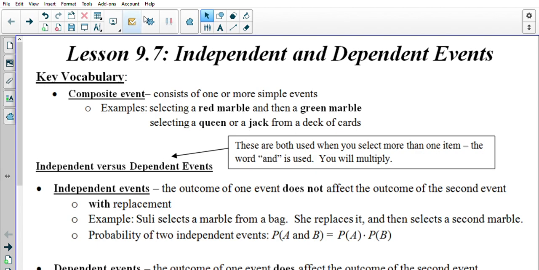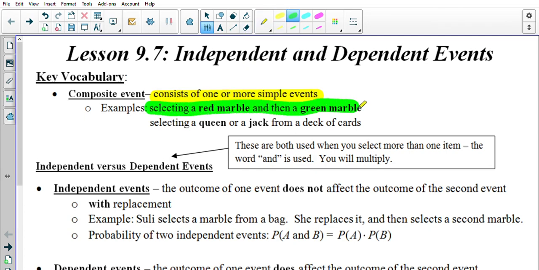In this lesson, we're going to be talking about composite events. These are events that consist of one or more simple events. So we are looking at several events occurring. Now, we're only working with independent and dependent events here. There are also mutually exclusive events, which we do not talk about in this lesson. That could be something like selecting a queen or a jack from a deck of cards. But some examples include selecting a red marble and then selecting a green marble. That's the kind of problem that we're going to see in this lesson.